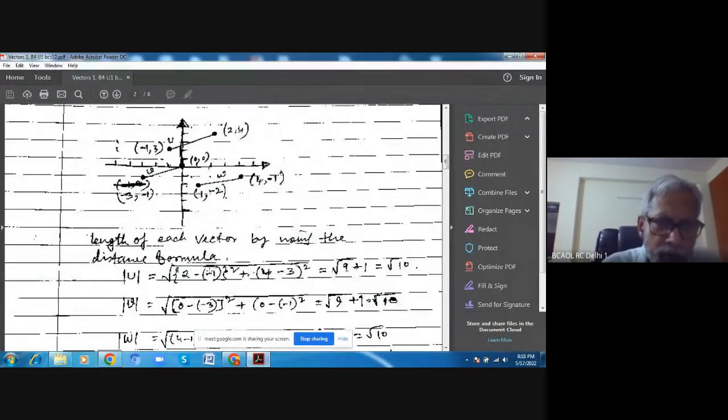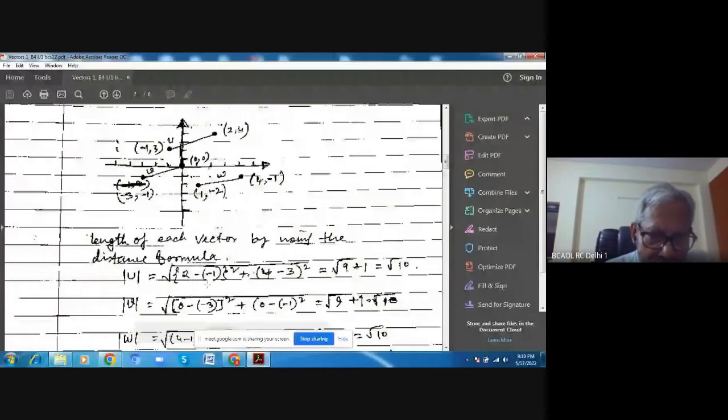But the only thing you have to see carefully is -1, -2, no. You have to take the finished value. Actually, it started from here and finishes here. So this is the head and this is the tail. Suppose you put an arrow, this is the head and this is the tail. So you take the value of the finish point minus the starting point. You can remember it in this way.